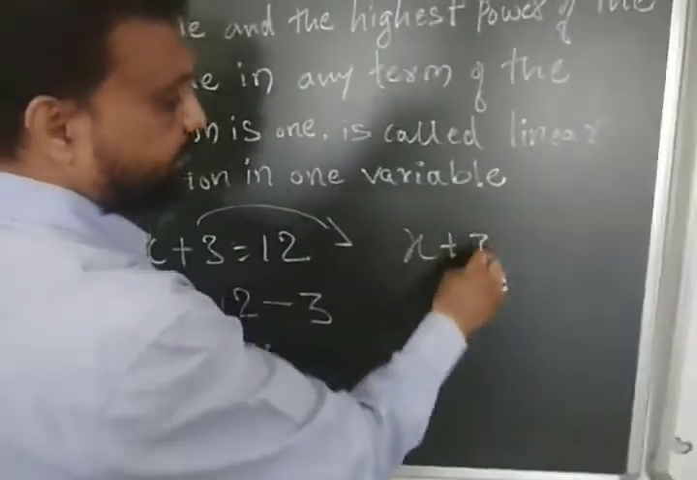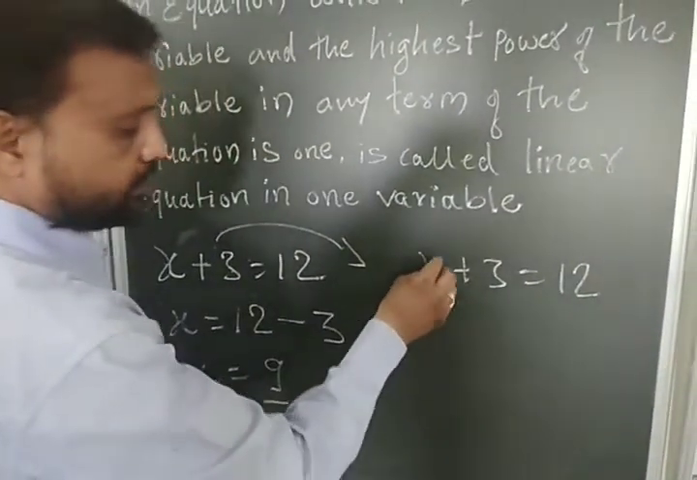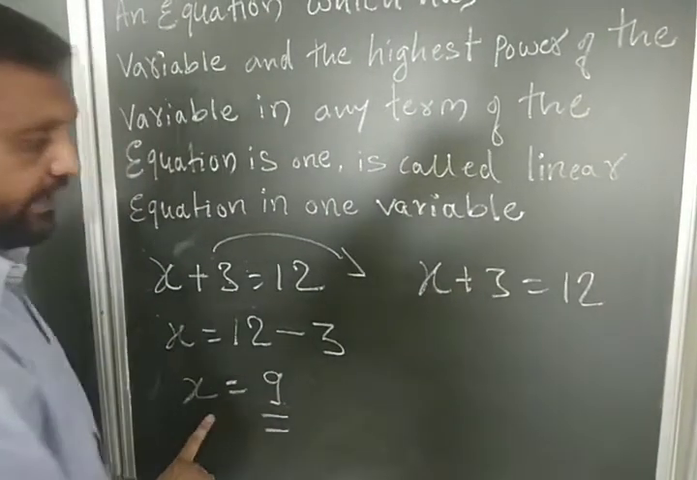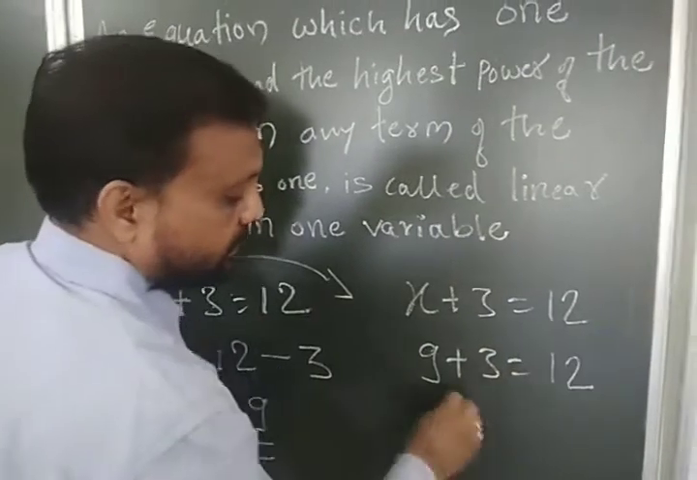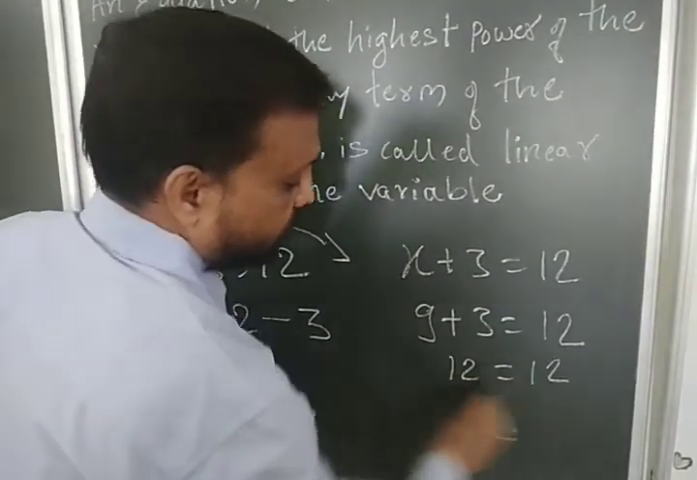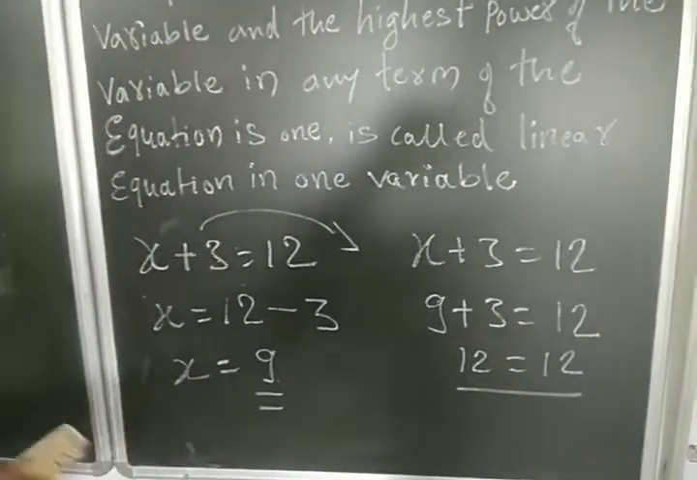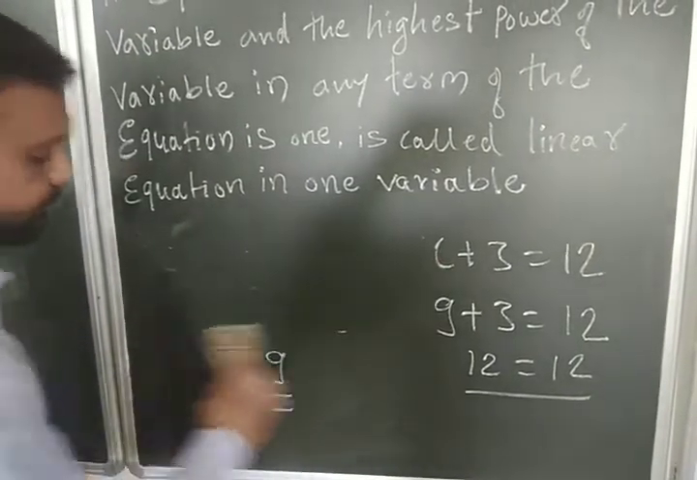x plus 3 is equal to 12. Substitute the x with 9 because the value of x is equal to 9. 9 plus 3 is equal to 12. 12 is equal to 12. So this is our equation solved. We will go for the next question.